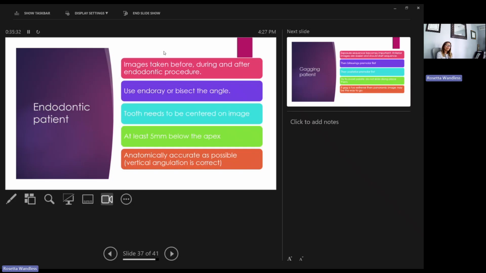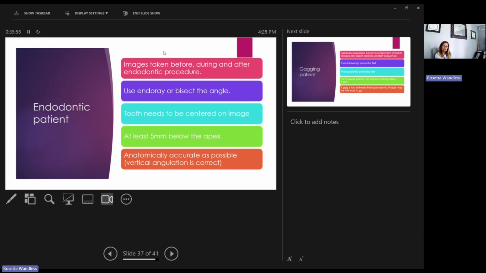Now, we also want to see how long the root is. We don't want to perforate the root. So we need to take multiple pictures or x-rays before, during, and after the endodontic procedure to ensure that what we're doing is accurate, because we can't see the result inside the root. So we rely on correct images.